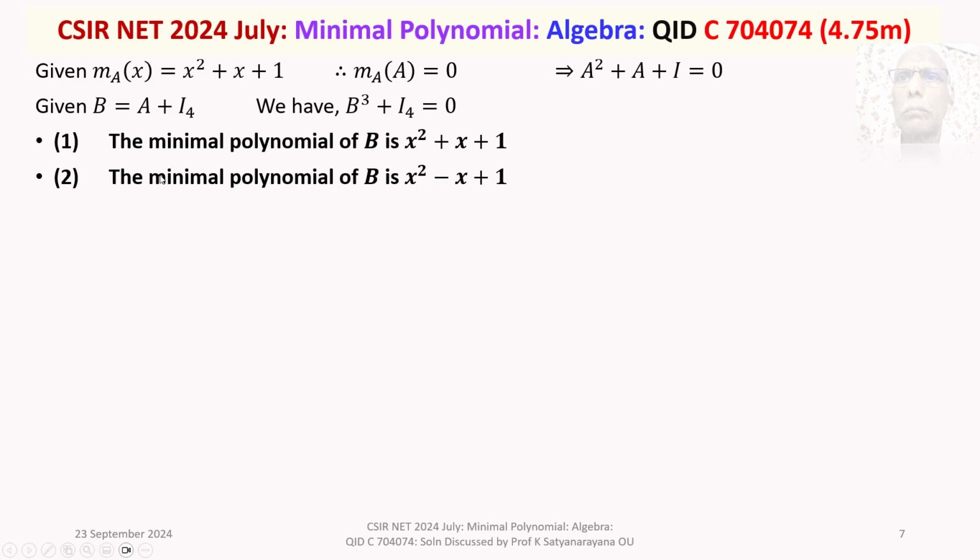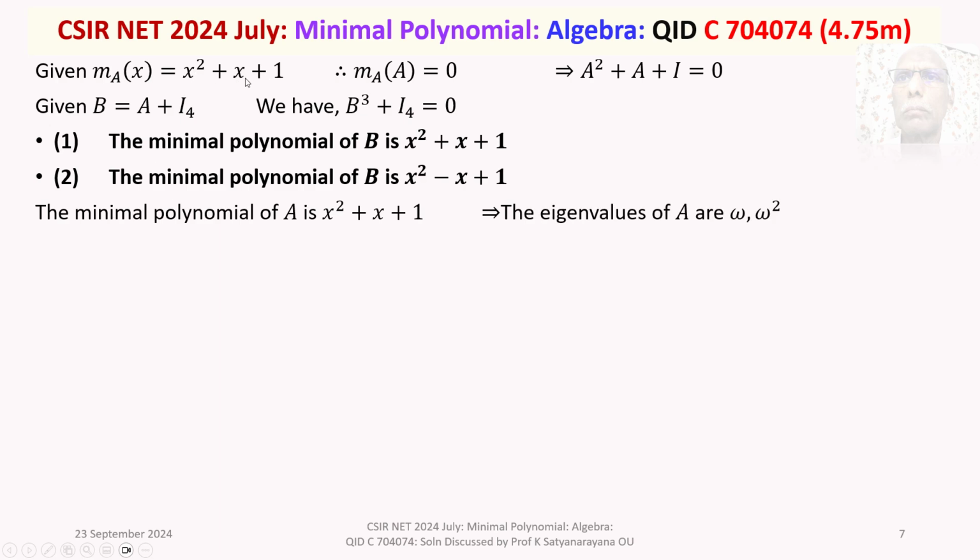So now, we are given the minimal polynomial of A is x square plus x plus 1. And what are the roots of the minimal polynomial of A? They are the roots of x square plus x plus 1. That is, what are the roots of x square plus x plus 1? They are the complex cube roots of unity, that is omega and omega square.